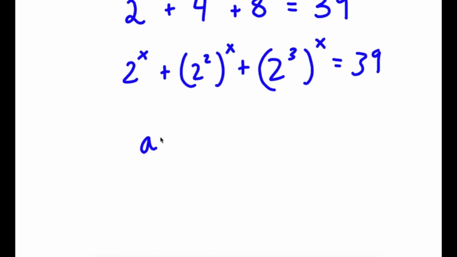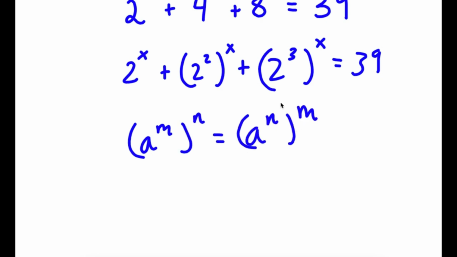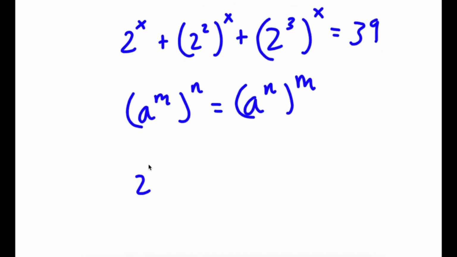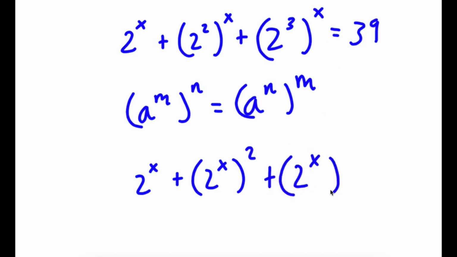Now, if I have something in the form a to the power of m to the power of n, this is the same thing as a to the power of n to the power of m. So 2 to the power of 2 to the power of x, I can rewrite as 2 to the power of x to the power of 2, and 2 to the power of 3 to the power of x, I can rewrite as 2 to the power of x to the power of 3.